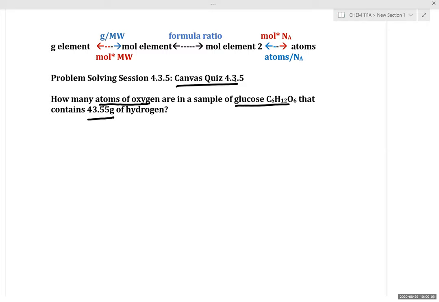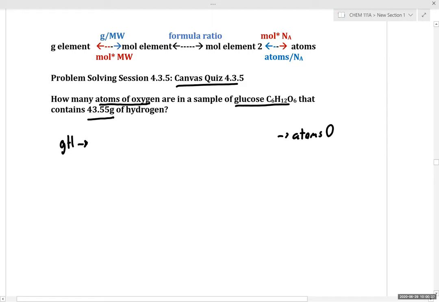Okay, so I see a reasonable selection of correct responses and a reasonable selection of discussions on this problem. So let's now discuss this example together as a class. We're asked to find the atoms of oxygen in a sample of glucose that has 43.55 grams of hydrogen. So we're going from grams of hydrogen, and our end goal is to report the atoms of oxygen.